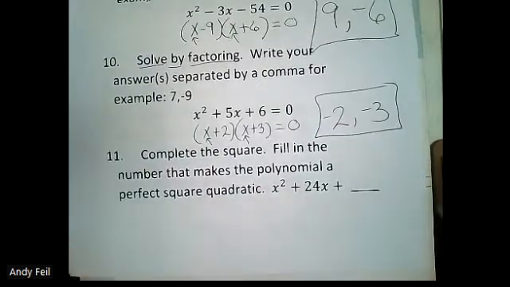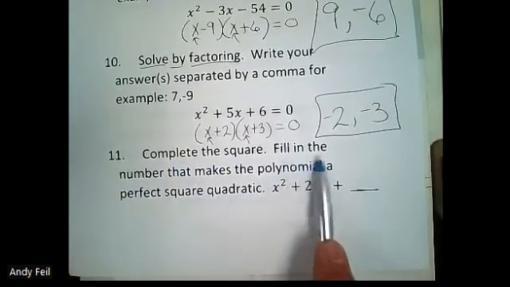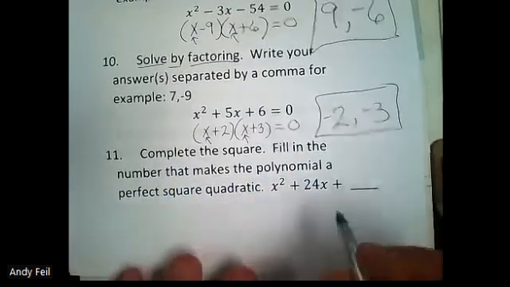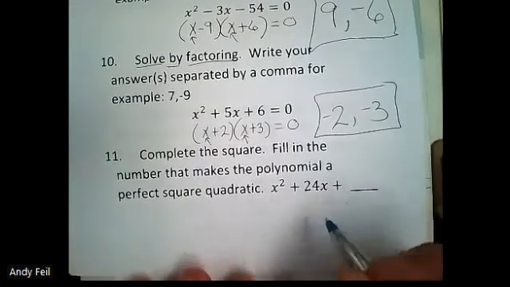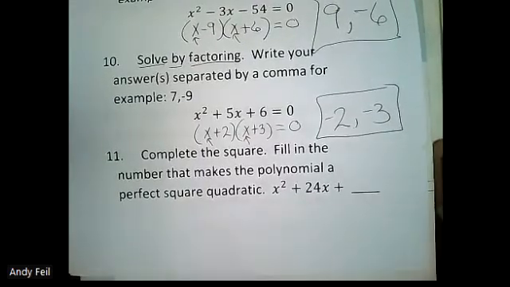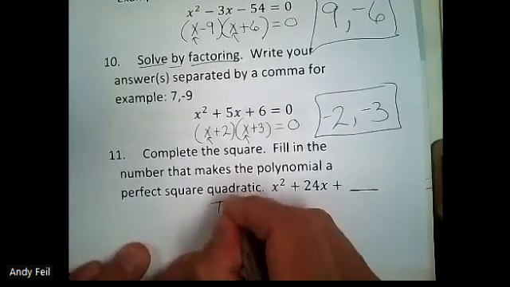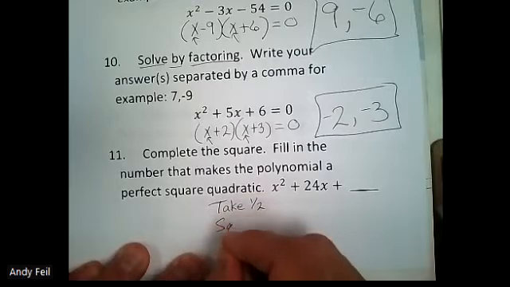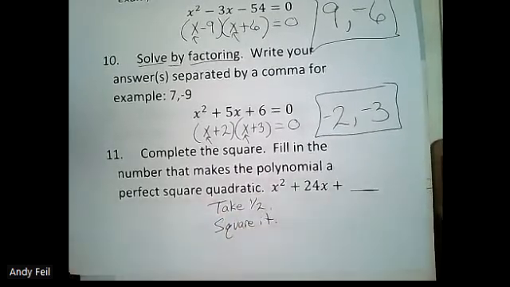Number 11, another one that's super easy as long as you remember how to do it. So let's write this down. Complete the square. Fill in the number that makes the polynomial a perfect square quadratic. What number would I put right there? How do you figure it out? If you can't remember, write this down. You want to take half and then square it. So first take half and then square it.